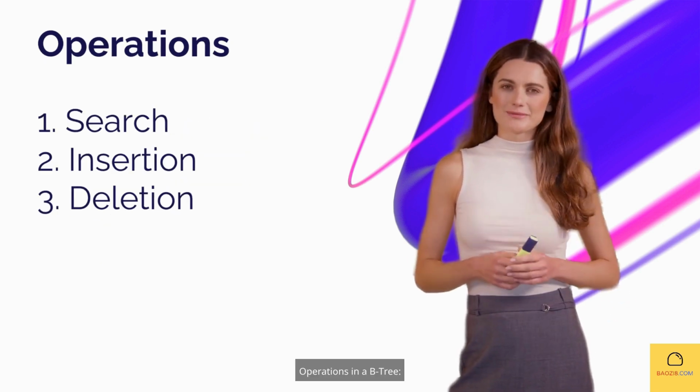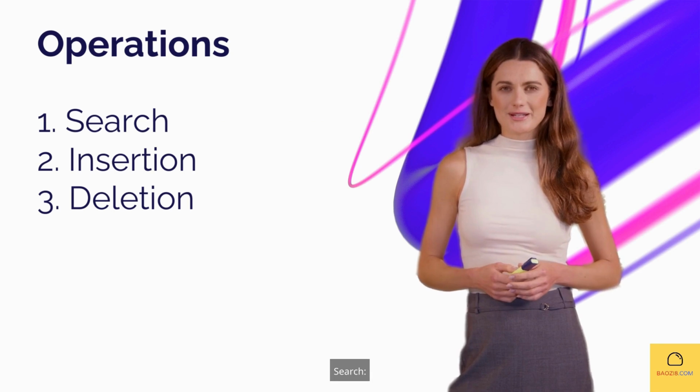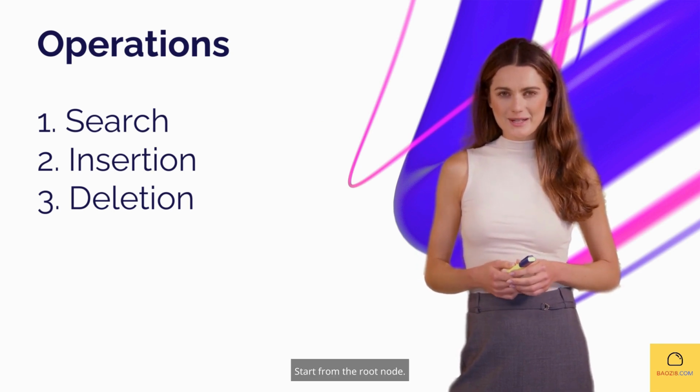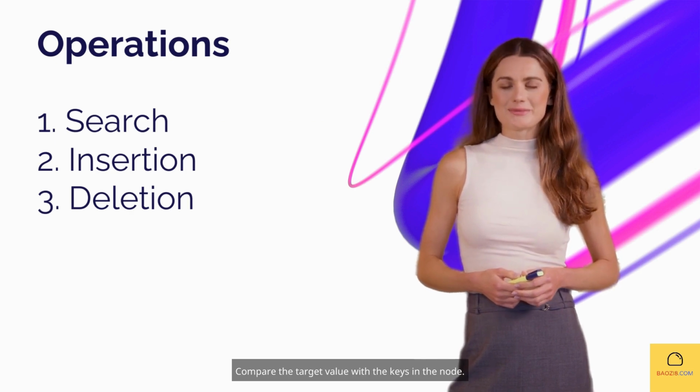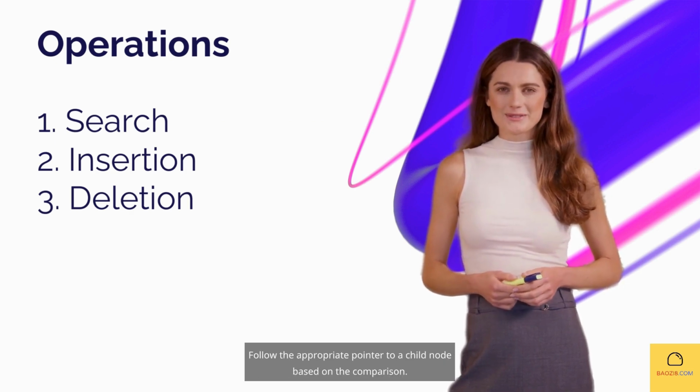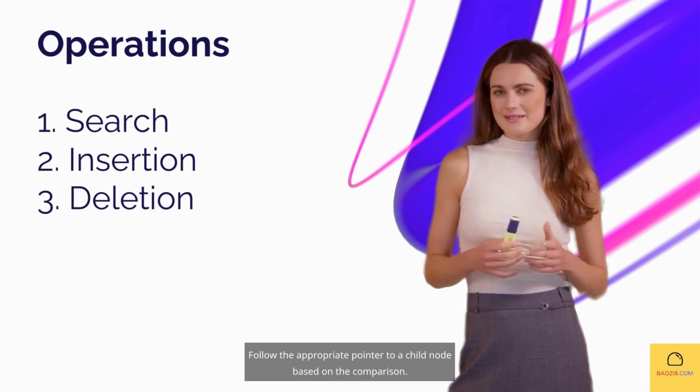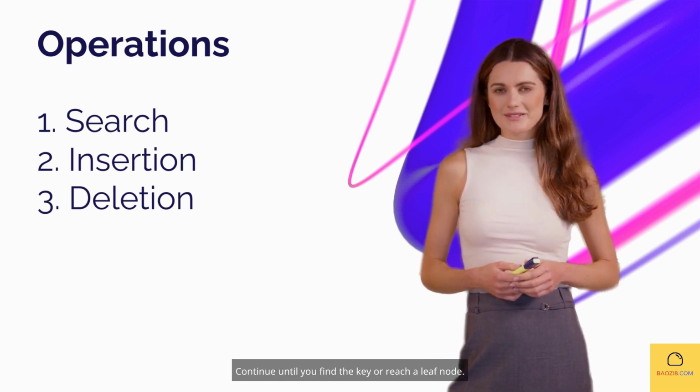Operations in a B-tree. 1. Search. Start from the root node. Compare the target value with the keys in the node. Follow the appropriate pointer to a child node based on the comparison. Continue until you find the key or reach a leaf node.